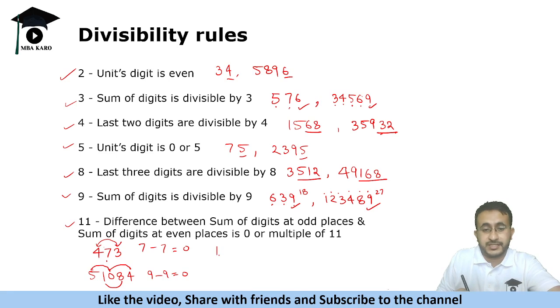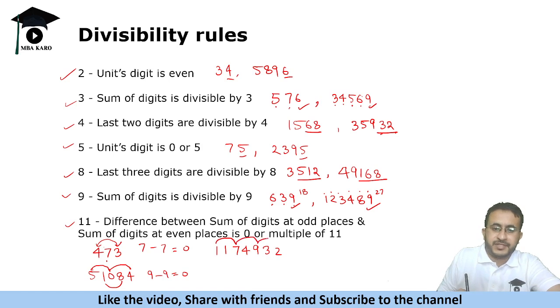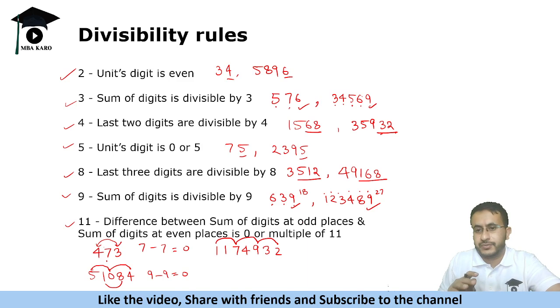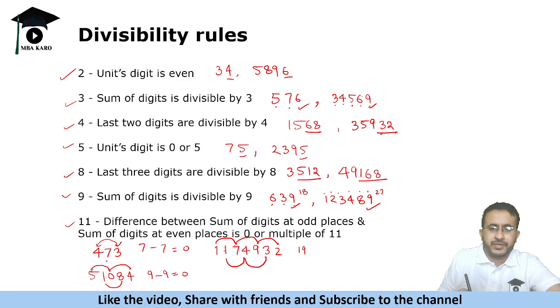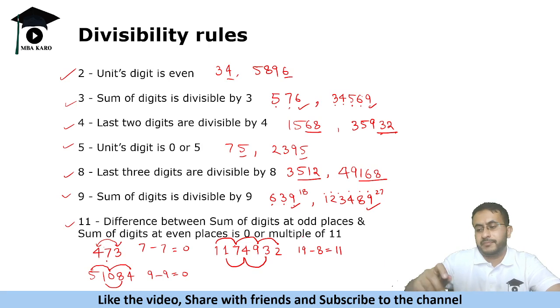So let me take a large number, 1174932. Okay. Now if I take the sum of alternate digits, you do not have to worry about what is odd place and what is even place. Take the sum of alternate digits. So 1 plus 7 is 8. 8 plus 9 is 17. 17 plus 2 is 19. Okay. And when we take this sum, 1 plus 4 is 5, 5 plus 3 is 8. The difference is 11. It should be 0 or a multiple of 11.